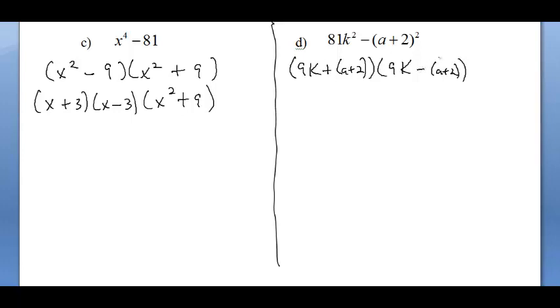Now I'm going to have to remove my parentheses. So I still have my 9k, and remember, anytime there's a plus sign in front of parentheses, we just drop the parentheses. So that gives us our first factor of 9k plus a plus 2. And remember, when there's a minus sign, it tells us to take the opposite of everything inside the parentheses. So this becomes a minus a minus 2. So our final factored form would be the quantity 9k plus a plus 2 times the quantity 9k minus a minus 2.